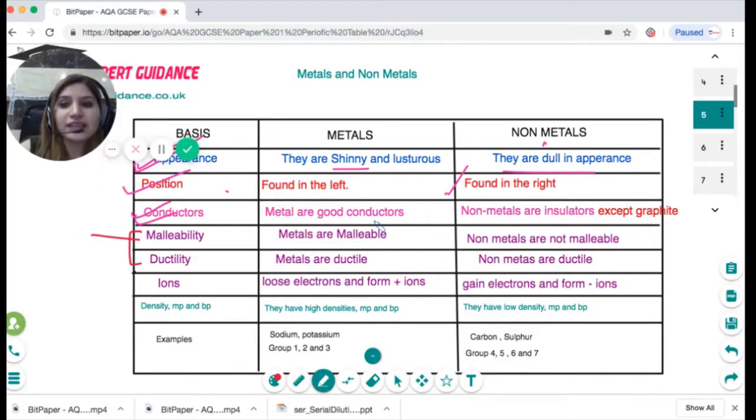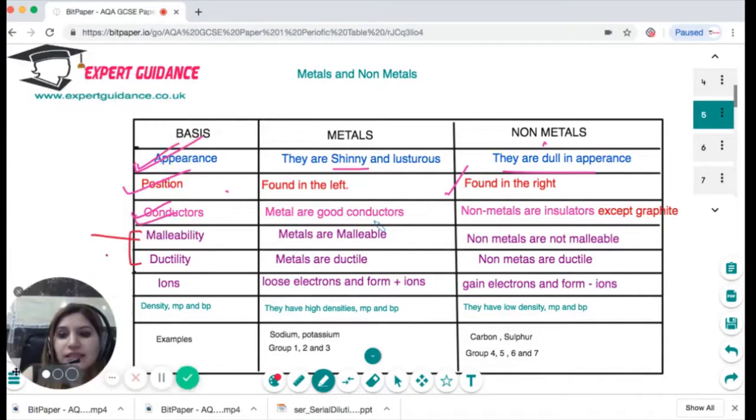Now, the density of the metals is very high and they also have high melting and boiling points, whereas non-metals have low density and low melting and boiling points. Now, examples of metals are sodium, potassium, that is group 1, 2, and 3 elements, and non-metals are carbon, sulfur. So groups 4, 5, 6, 7 are all non-metals.